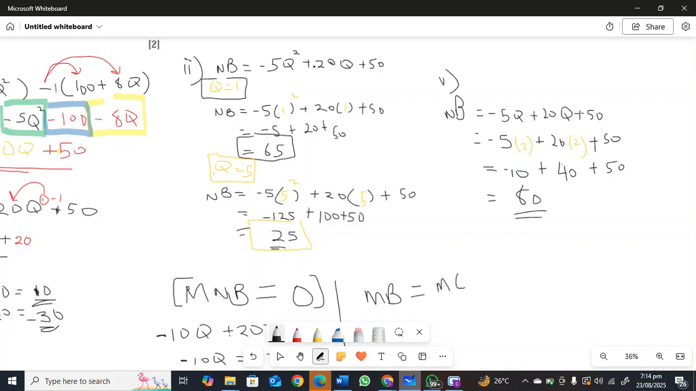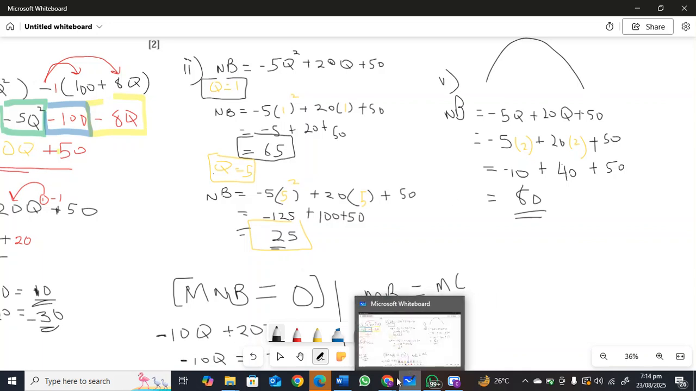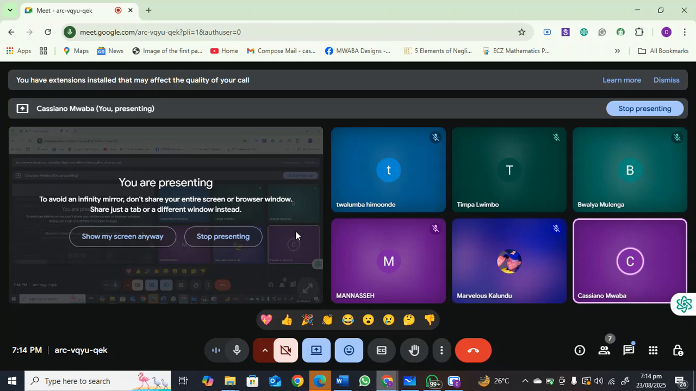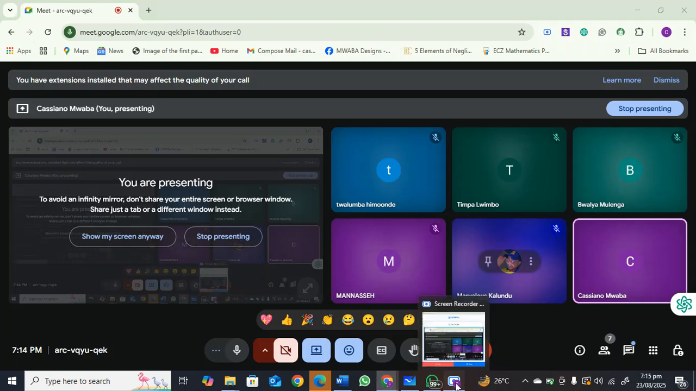So remember, this net benefit function is like a quadratic equation. It goes like this because of the squared term here. At 1 and 2 it increases. Then I think if you produce 3, negative 15, it will start reducing. From 3, 4, 5, it will start going down like that. So we maximize net benefits. Our net benefits are 80 when we produce 2 units.